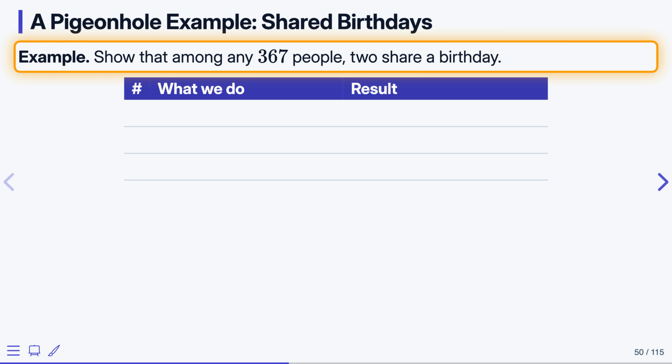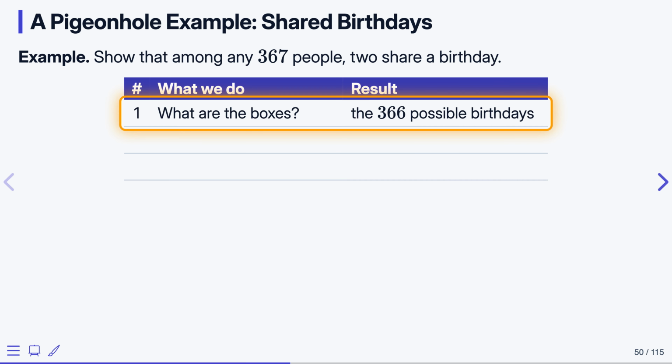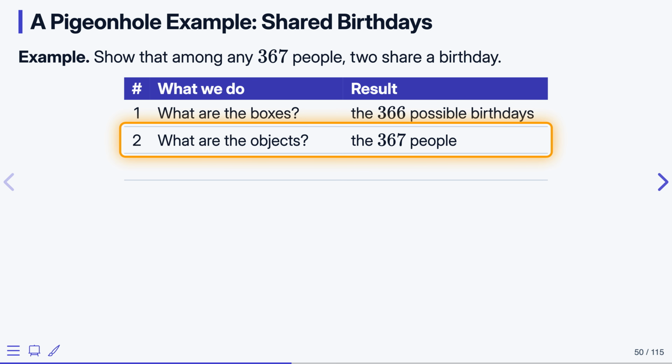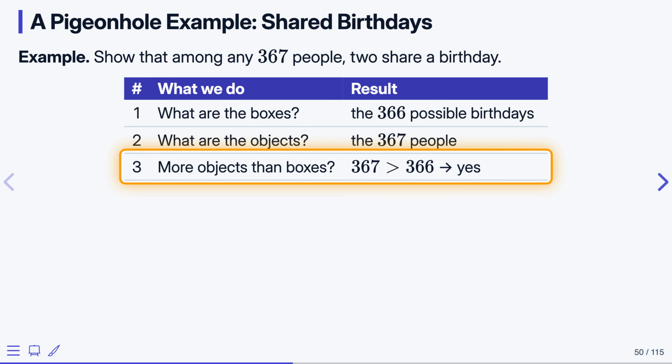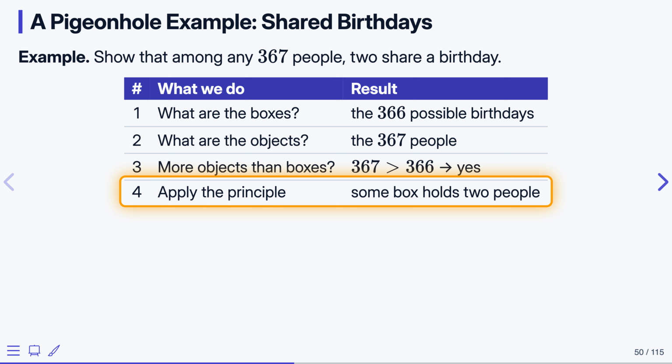Now a famous example. Take any group of 367 people. Two of them must share a birthday. Step 1. Pick the boxes. There are 366 possible birthdays, counting the 29th of February. Step 2. Pick the objects. The objects are the 367 people. Each person goes in the box for their birthday. Step 3. Compare. 367 is more than 366. Step 4. So one box holds at least two people, and those two people share a birthday.